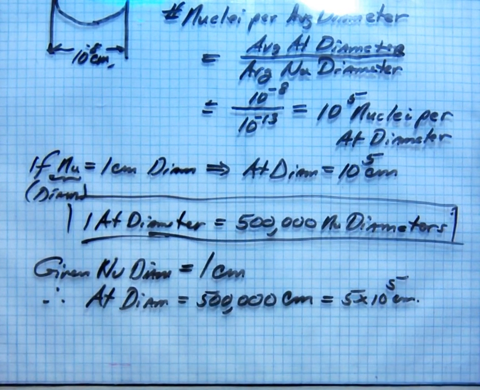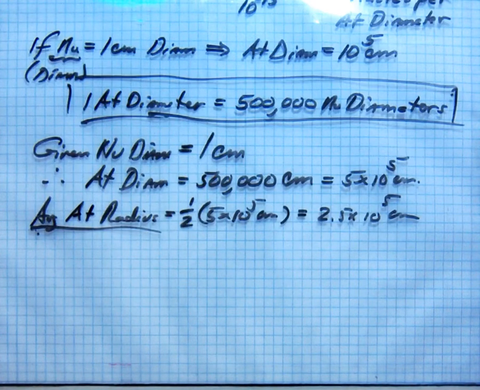That's kind of tough to visualize, okay? Let's put it in terms of a radius. At this point, you can manipulate the picture that we've drawn up. There we go. So an average radius is half of that number, which gives us 5 times 10 to the 4th centimeters.